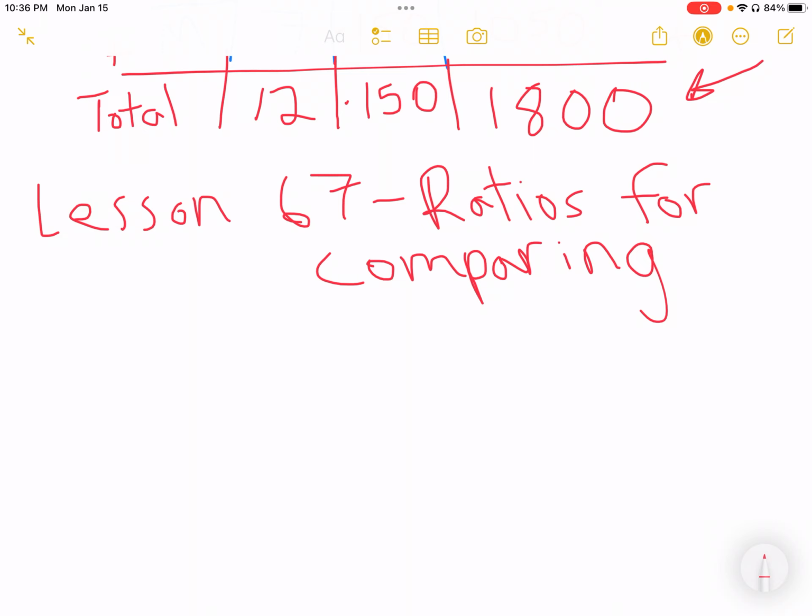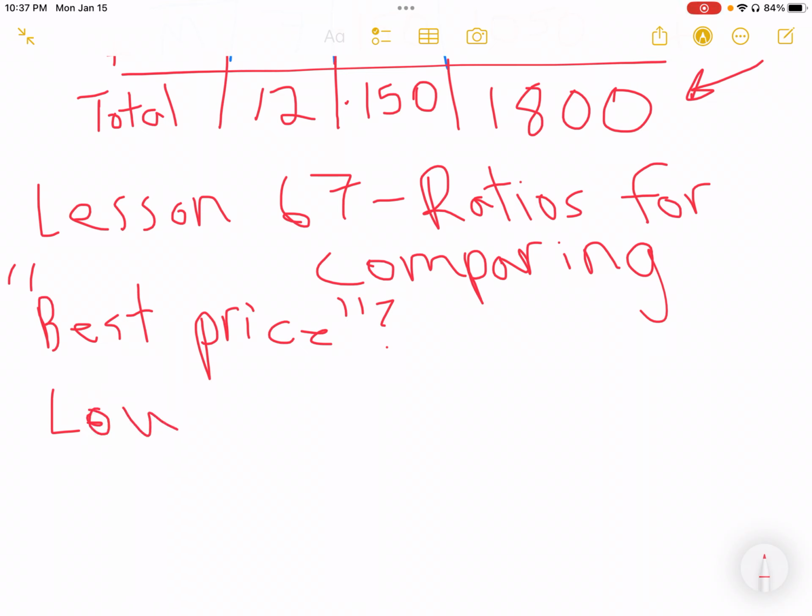So if we hear something like, what's the best price? Someone's looking for the best price. You might have seen this in the store. They have price per ounce or price per pound. So what is the best price? Well, it's the lowest price per item. So we say lowest price per item, or something like that.